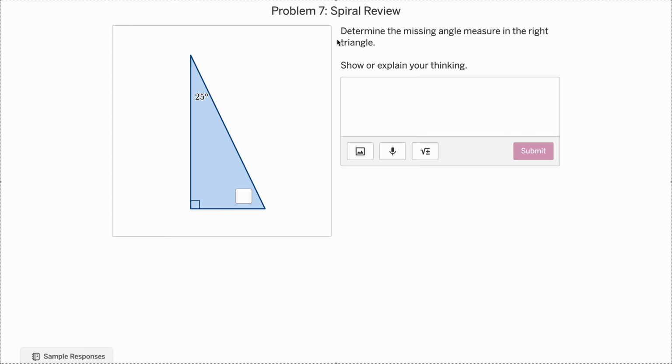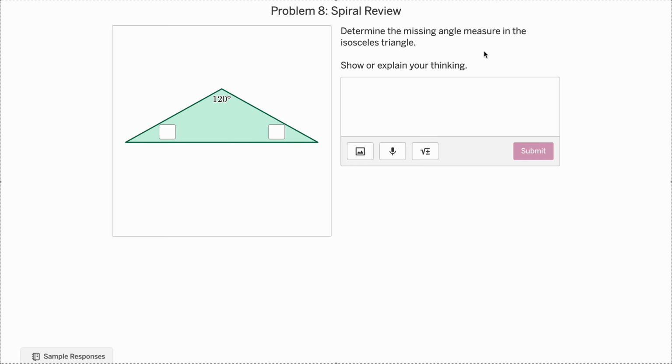Okay, spiral review. This one you know. We just learned about this the other day. You know what this angle is. Okay, this one right here is 25 degrees. What does this square in the corner mean? How many degrees? So this plus this plus this is going to be 180. So go ahead and solve that and then explain your thinking.